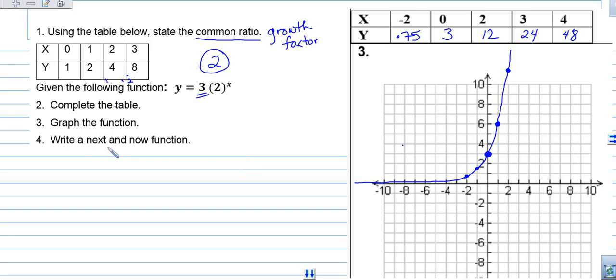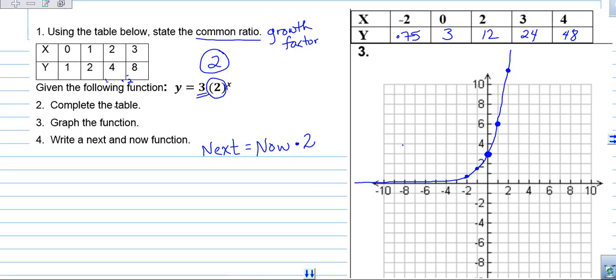And now it says write a NEXT-NOW function. So all NEXT-NOW functions start with NEXT equals NOW, and then you write the pattern. And you can get the pattern from several places. The pattern can come from the table, or since it's already in an equation form, it's your growth factor, and the growth factor is 2, and you multiply by 2.